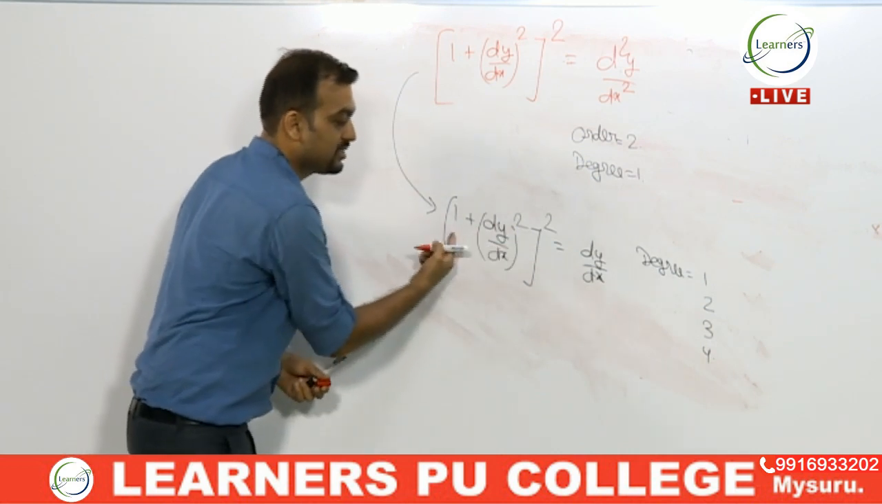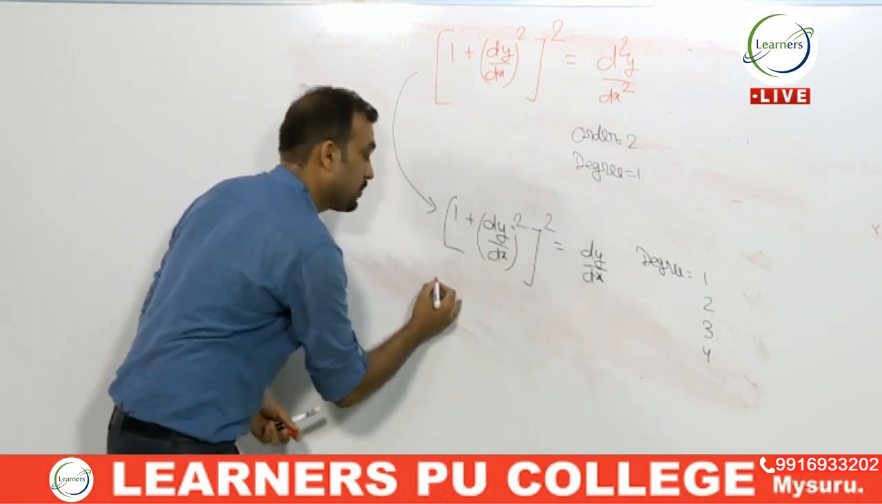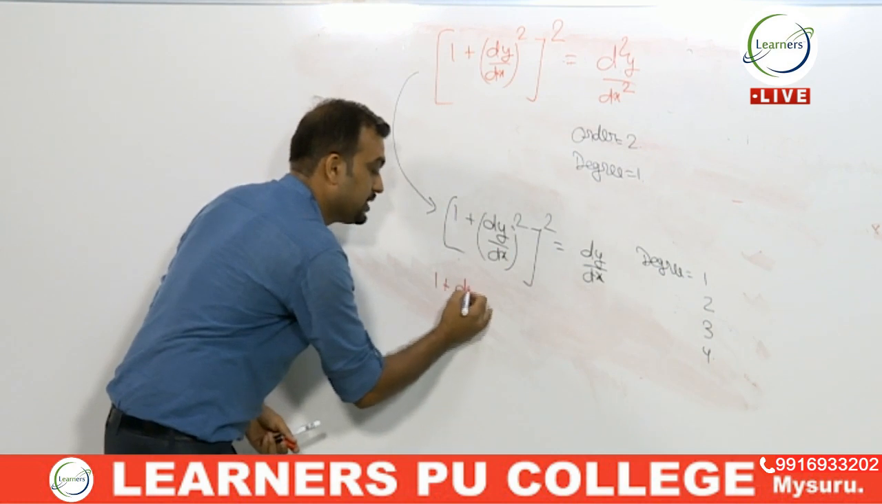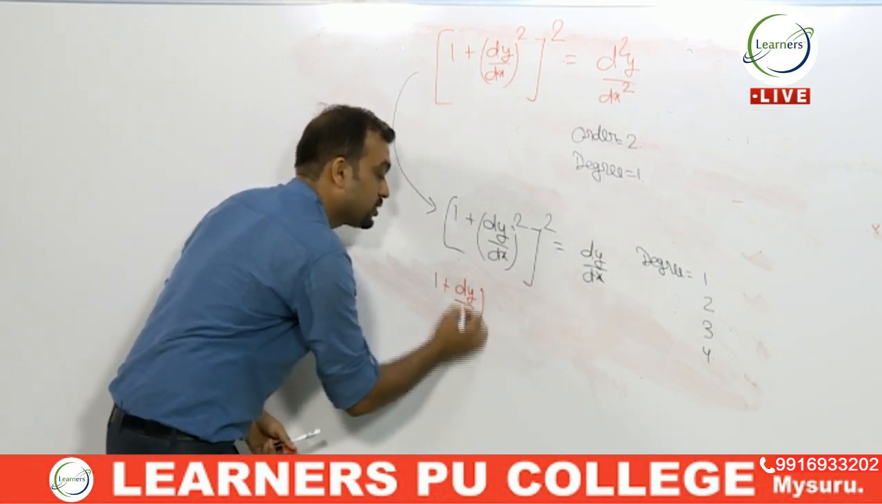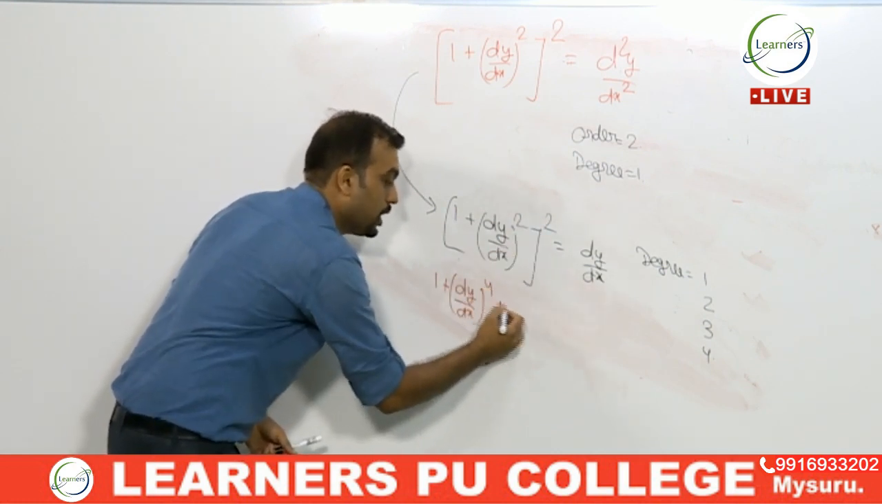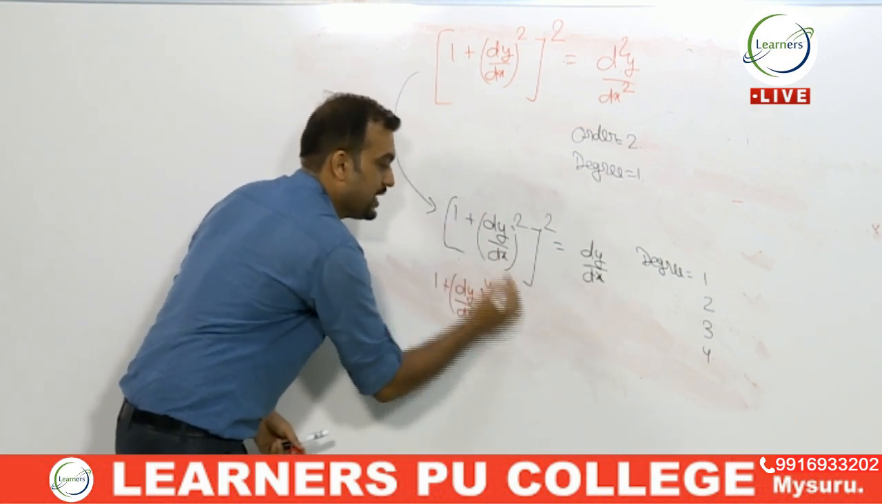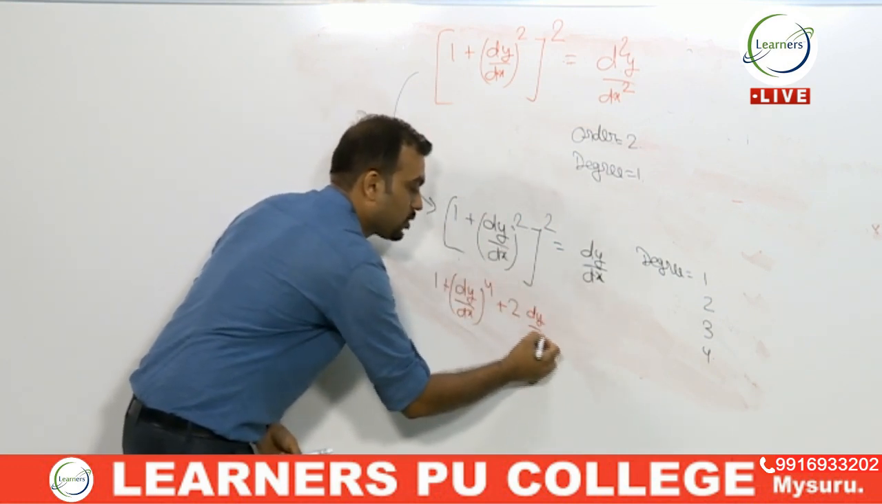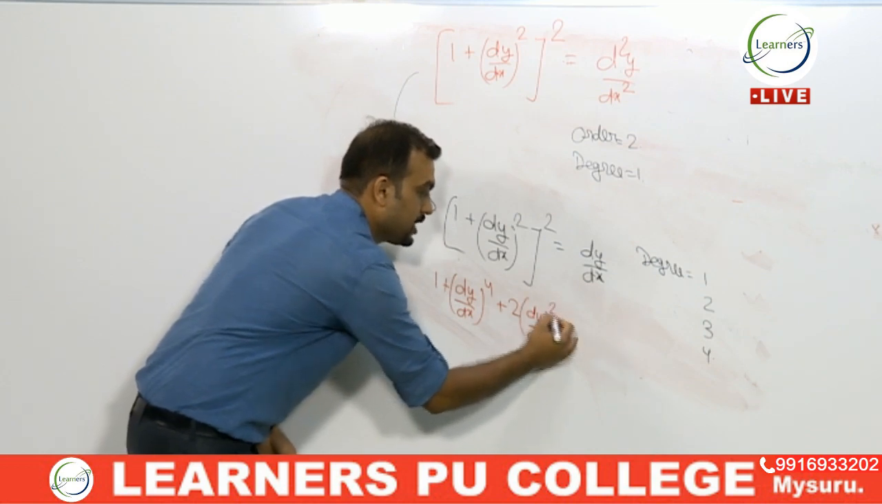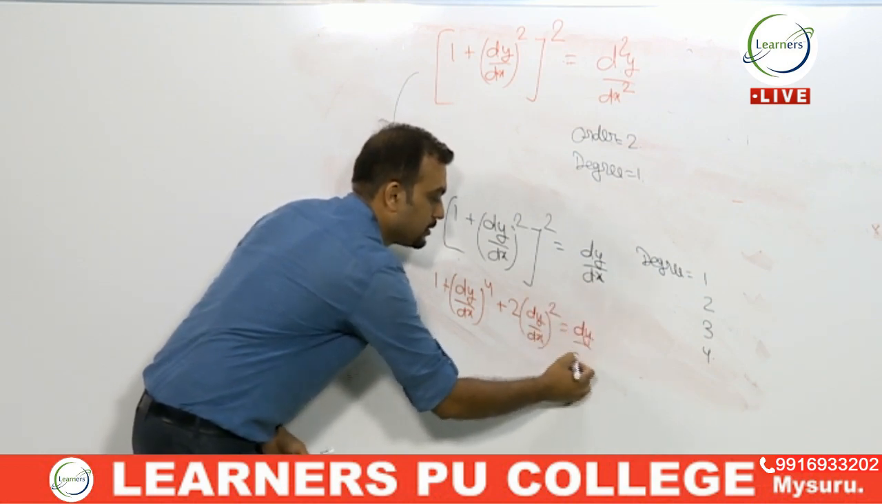When I expand it, this is (a plus b) whole square. So (a plus b) whole square is a square plus b square, with dy upon dx whole square power whole square. So this is 4 plus 2ab. 2a is 1, b is dy upon dx whole square, is equal to dy dx.